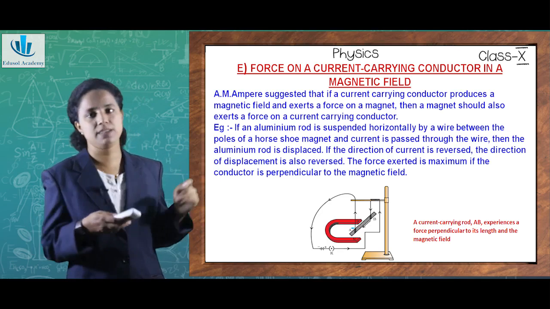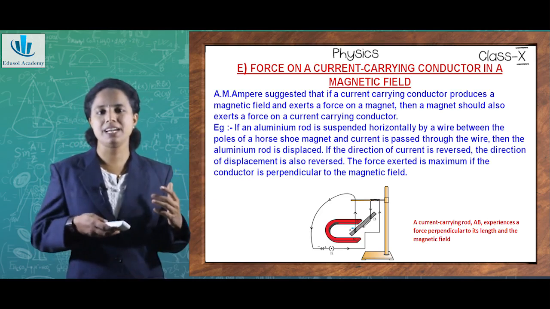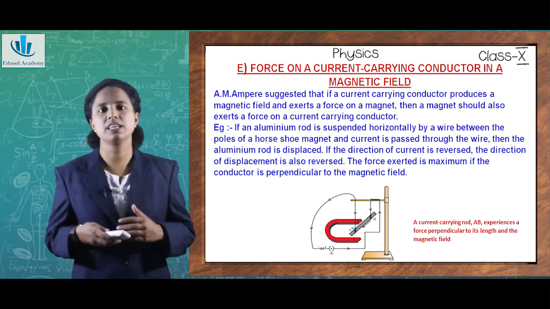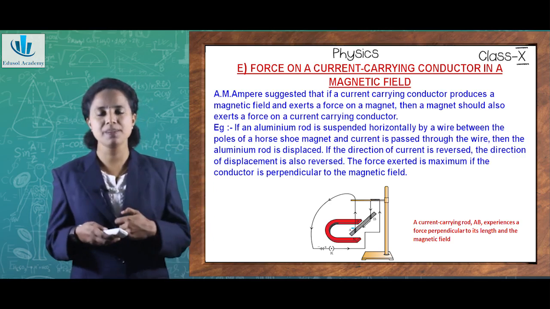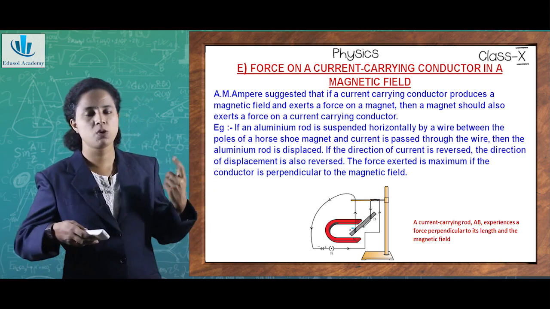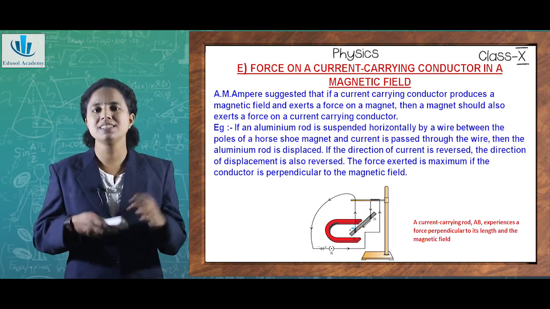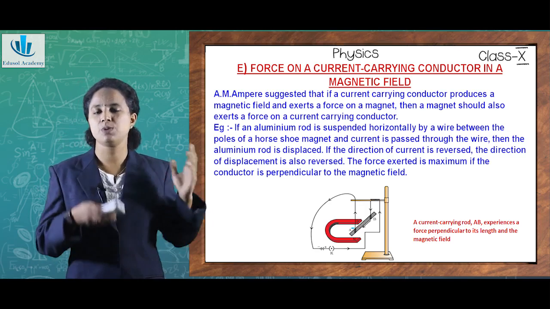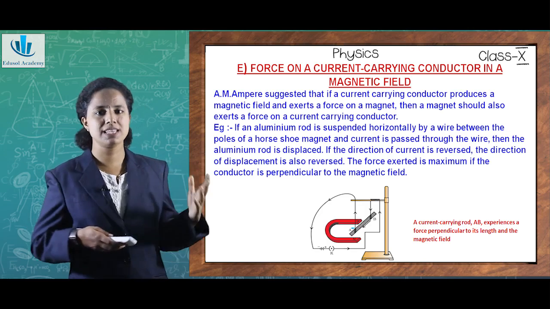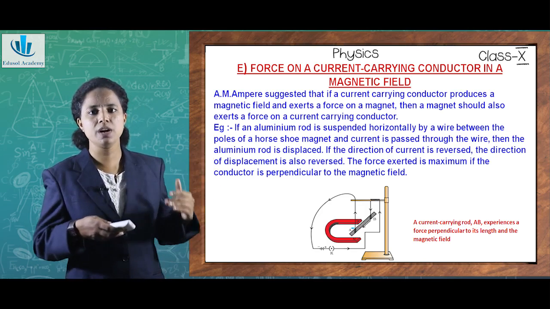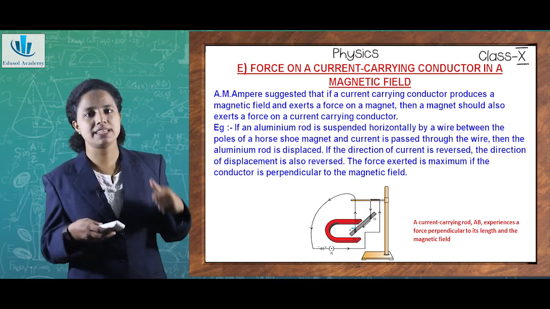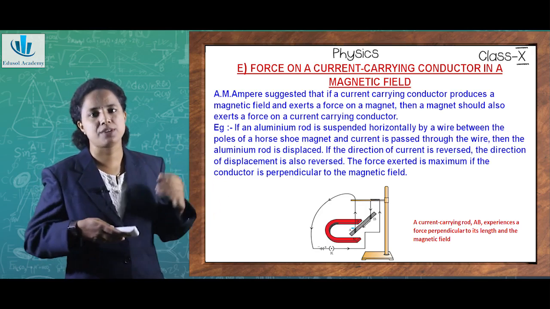In this, as you can see, an aluminum rod is suspended in a horizontal position using a wire. And where is it suspended? It is suspended between the poles of a horseshoe magnet, isn't it? You can see a horseshoe magnet there, and the aluminum rod is suspended horizontally between its poles. Now you can see the setup is connected to a key as well as a voltage source. That is, the rod is connected to the key as well as the battery, isn't it?